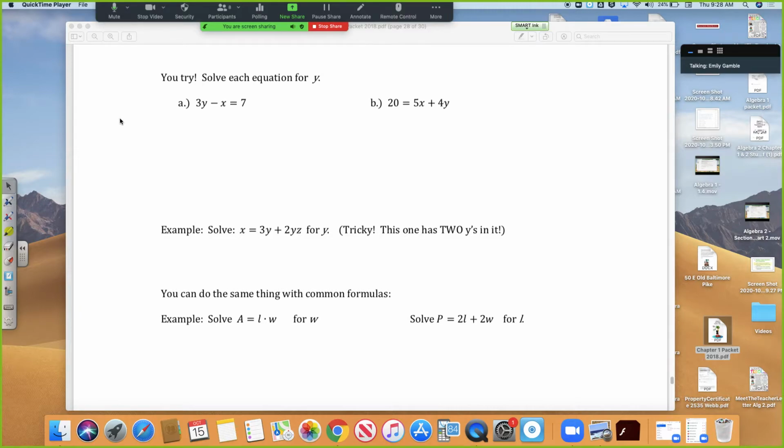So we're solving this one for y. So you want to move the x. So you're going to want to do the opposite of minus x and you're going to add x. Okay. Does that work for you guys?